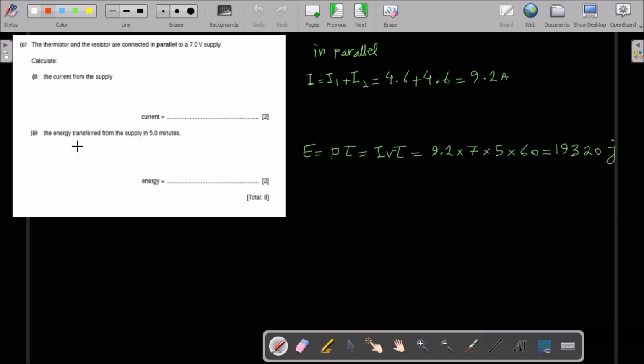For the second part, the energy transfer from the supply in 5 minutes. So energy is equal to PT, power times time. Instead of power, you can write IV, so IVT. If you substitute, you will get 9.2 times 7 times 5 times 60. This is time, change it to seconds. You will get 19,320 joules.